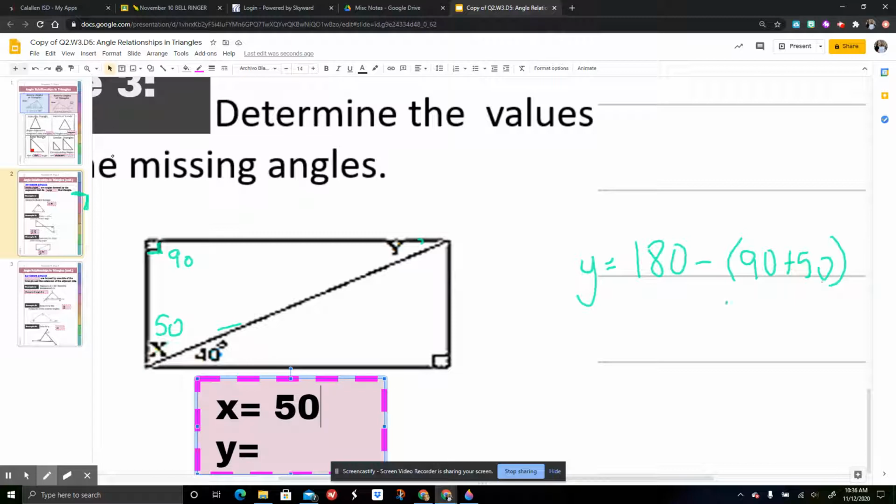90 plus 50 is 140, and y equals 180 minus 140, and 180 minus 140 is 40 degrees. So y is 40.